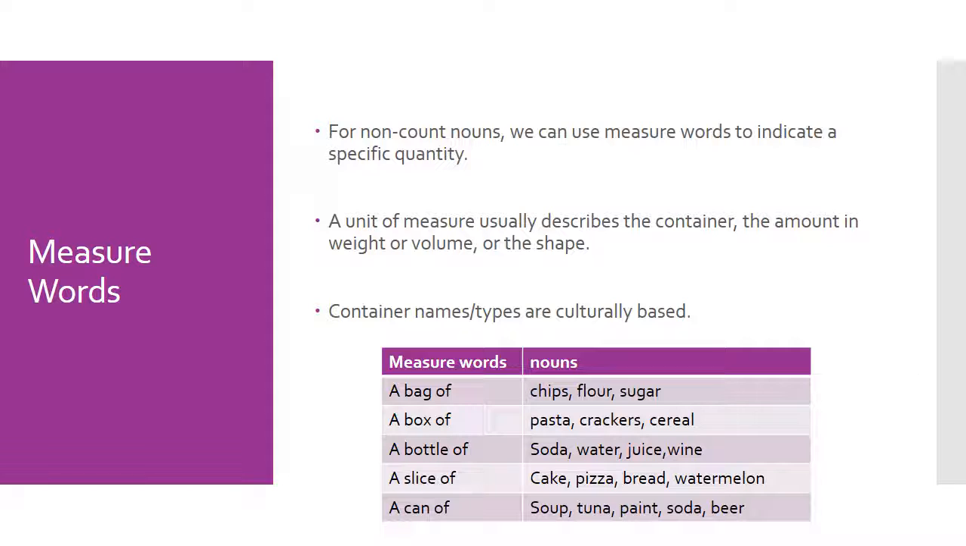You can have a bag of chips, a bag of flour, a bag of sugar, a box of pasta, a bottle of soda, water, juice, or wine, a slice of cake, a slice of pizza. Many of these you can also have a piece of cake, a piece of pizza, a can of soup, a can of tuna, a can of paint, etc.